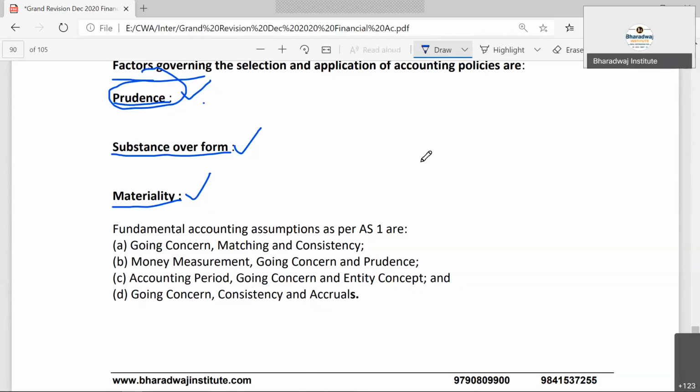What are the fundamental accounting assumptions? A? D, sir. D. D. Going concern, consistency, and accruals.